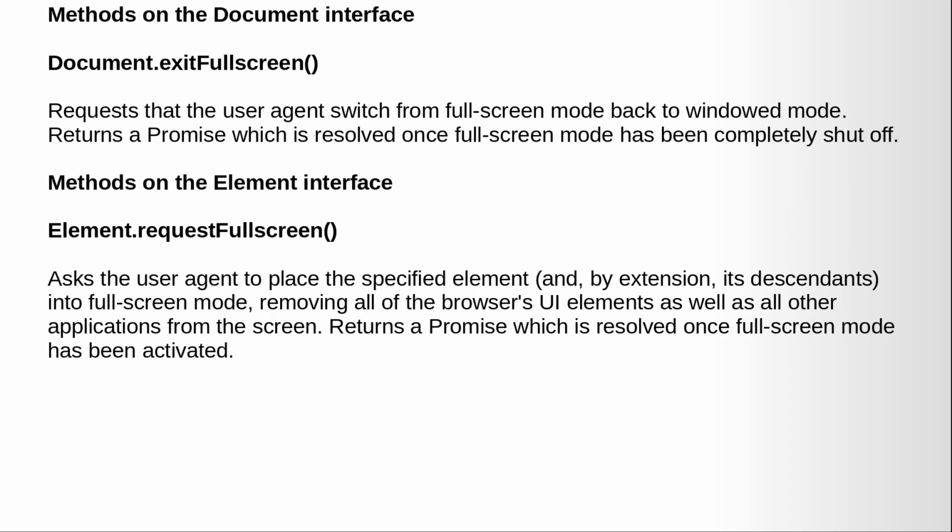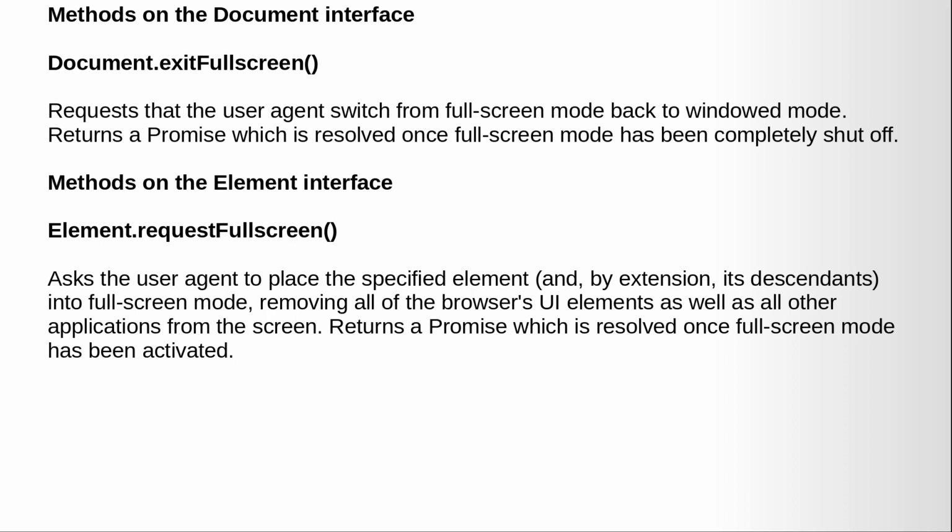Methods on the document interface. There is a method called document.exitFullScreen. Requests that the user agent switch off from full screen mode back to windowed mode. Returns a promise which is resolved once full screen mode has been completely shut off.